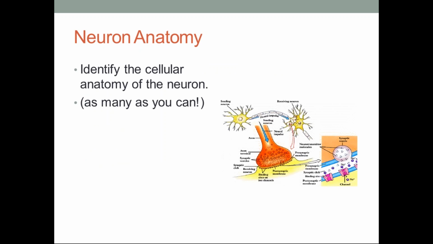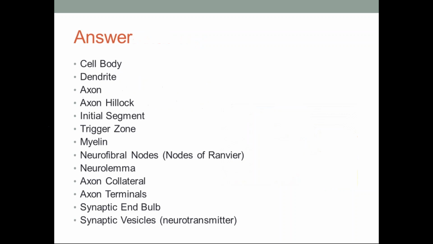Identify the cellular anatomy of the neuron. Let's just start with the real basic anatomy. What's the incoming portion? We have the cell body, yeah. We have the axon. We have the dendrite. We have the axon hillock. Good job. I like that one. We have a synaptic cleft at the end, yes. We have the synaptic end bulb then, right?